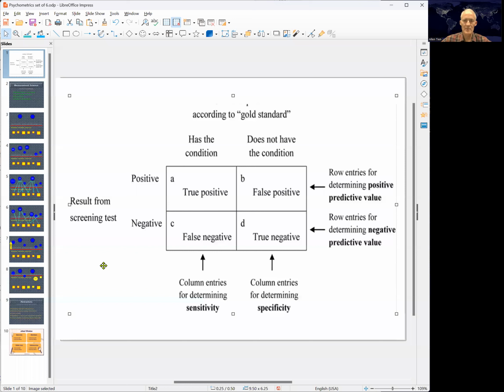From the other perspective, according to the reality, whether someone actually has a condition or not, if someone has a condition, then the question is, how well does the test perform to detect that? That's the sensitivity. So that's the ratio of true positives over true positives plus false negatives, the column. Likewise, if the person does not have the condition, we want to know how specific the test is, which is the ratio of false positives as the numerator over the sum of false positives and false negatives.